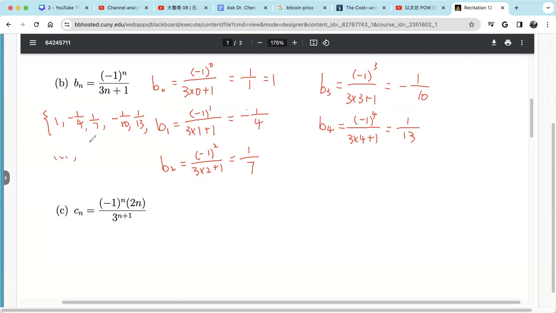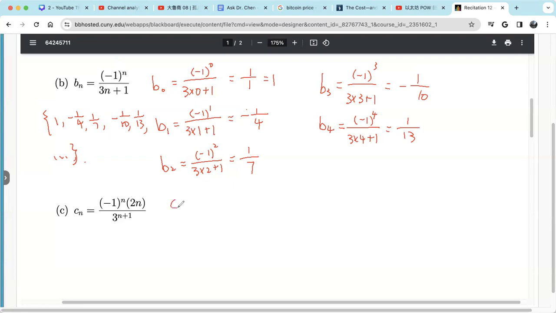Maybe sometimes we write the nth term. All right, so those are the first 5 terms of this sequence. And we see this sequence is an alternating sequence. We have a positive term, negative term, positive term, negative term. It's called alternating because it's -1 raised to n.